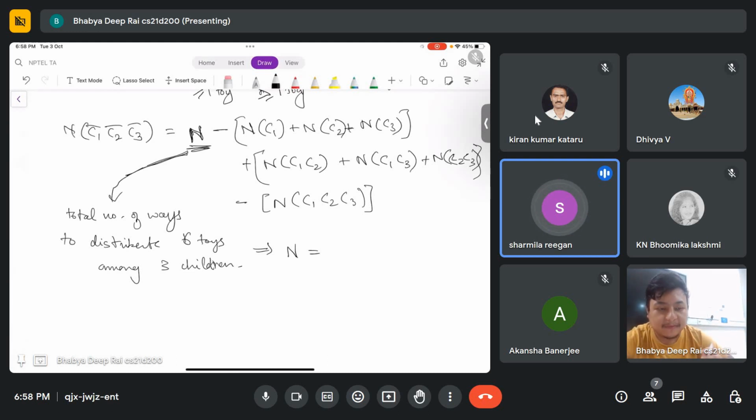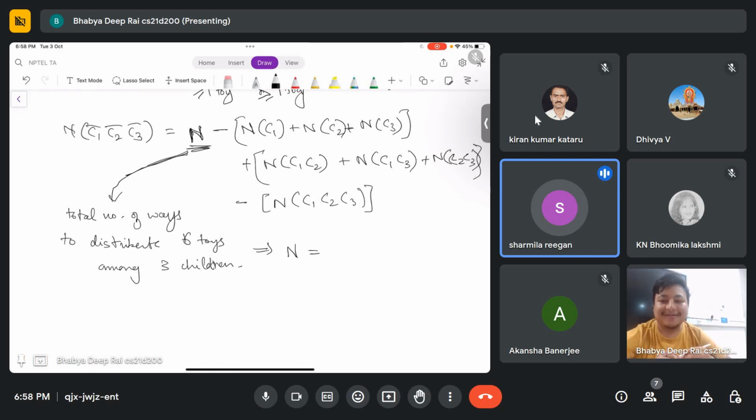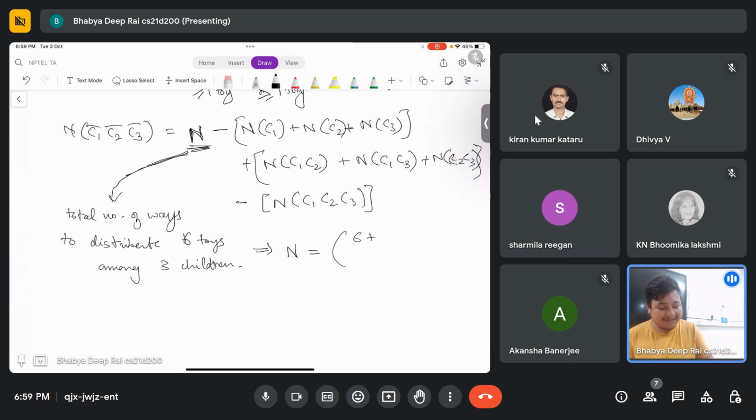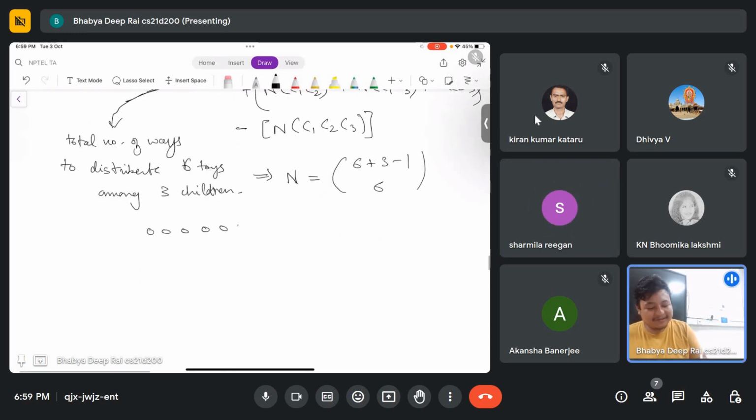Using this n plus r minus 1 choose r formula. N plus r minus 1 choose r formula we are using, sir. Okay. Right. So one way to do it would be n plus r minus 1 choose r. 6 toys, 3 children. And so you need to partition it into 3 parts using 2 sticks. So this is the formula for that. Okay. Good.